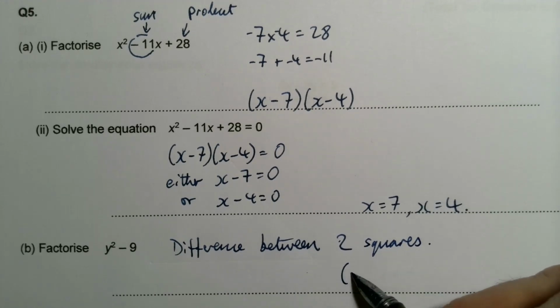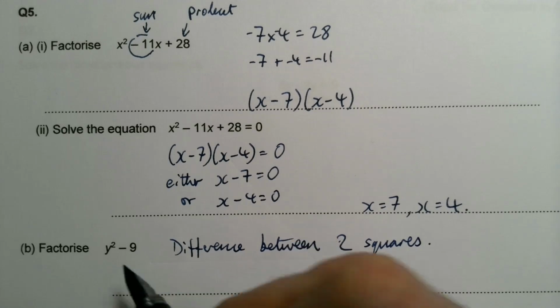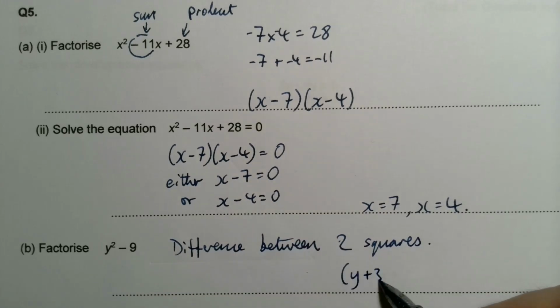And that means we need to do the square root of 9, and it'll be y plus 3, y take 3. And the reason for that is, if you expanded this, you'd get plus 3y and minus 3y, and your y's would disappear. And you're just left with y squared minus 9.